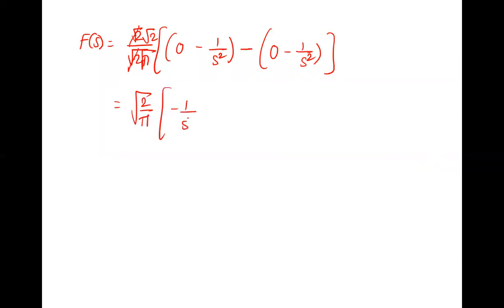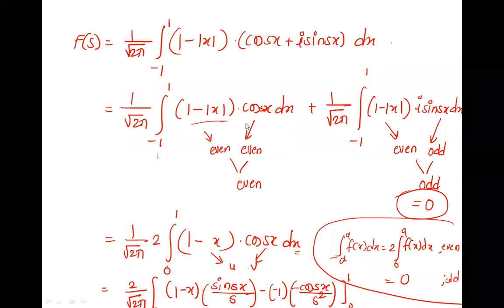Minus 1 by S square plus 1 by S square. What happened? Ma'am, when we put upper limit x equal to 1, then there is cos S upon S square. Just a minute, let me check. Yes, we are writing here. X is 1, so cos S is there, right? Yes, S upon S square.